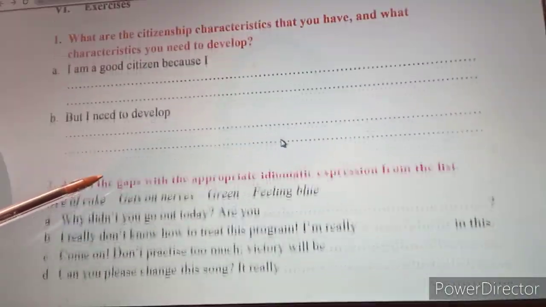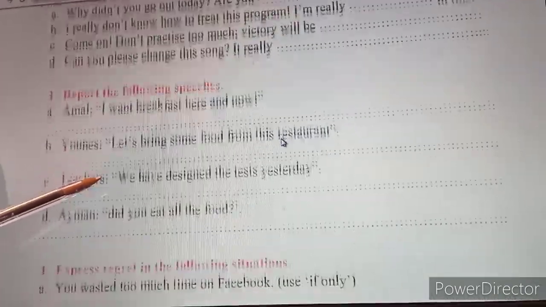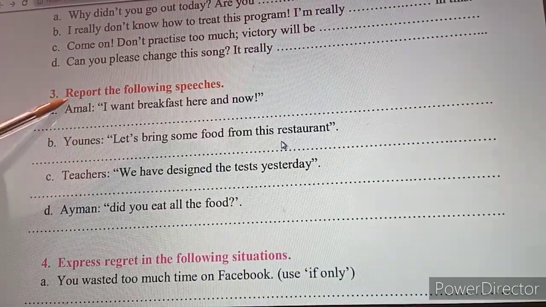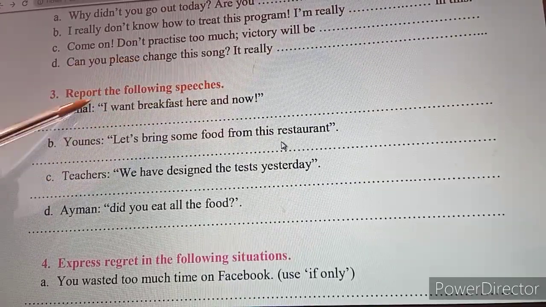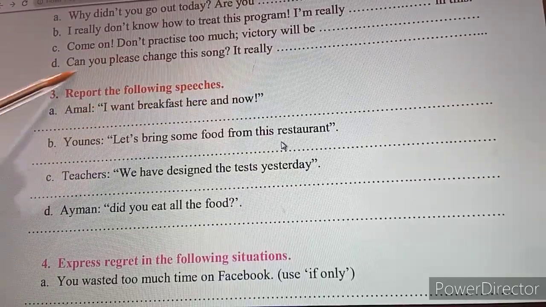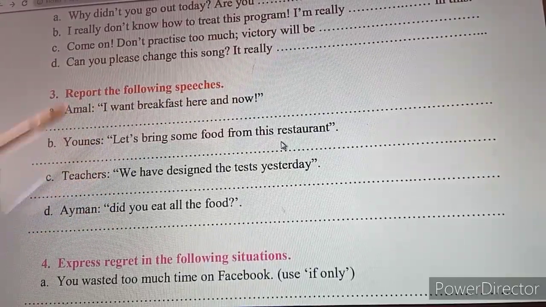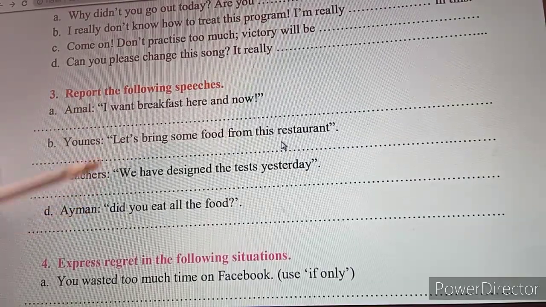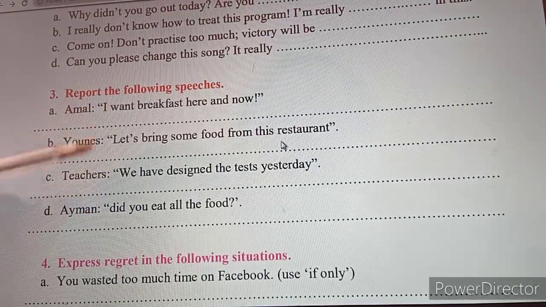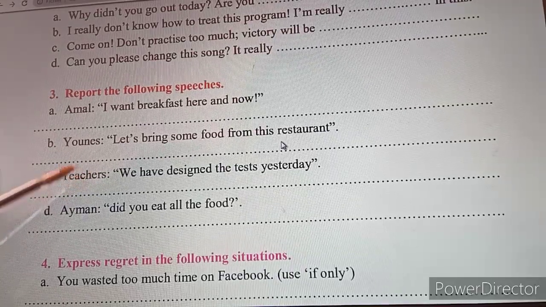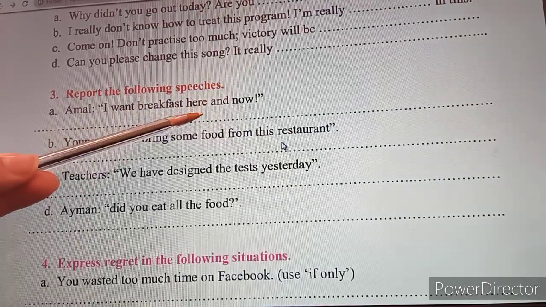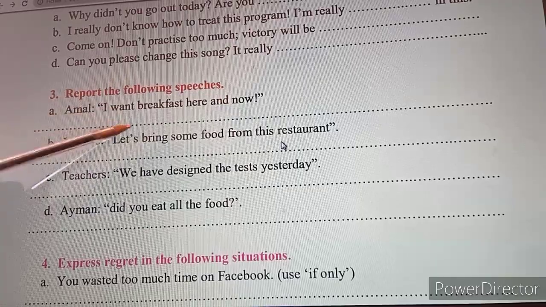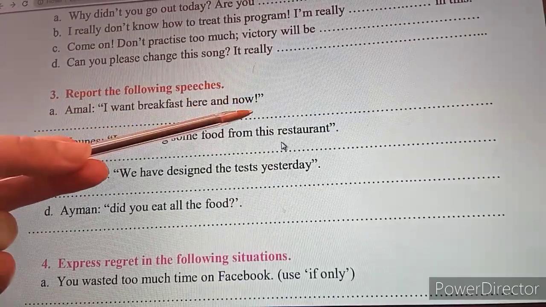So now let's move to the exercise. So this is the exercise. So report the following speeches. Clear? Report the following speeches, or we will change these speeches from a direct speech into a reported speech. أي سنحول هذه الجملة من خطاب مباشر إلى خطاب غير مباشر. So Amal, I want breakfast here and now.